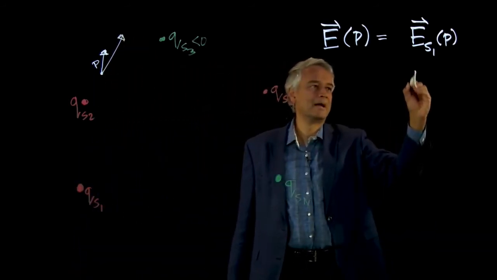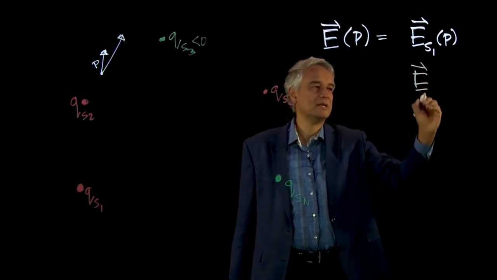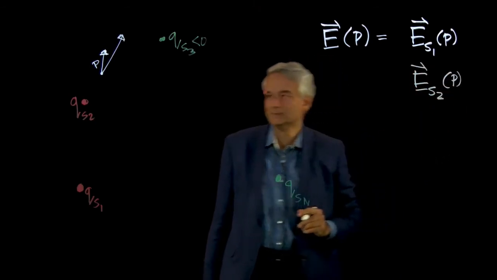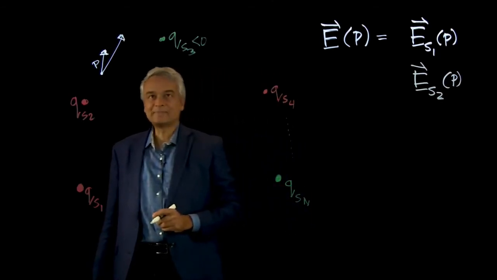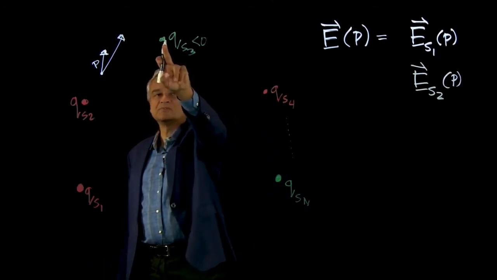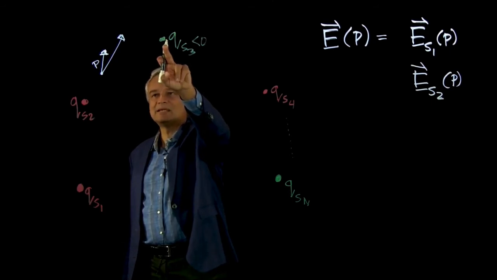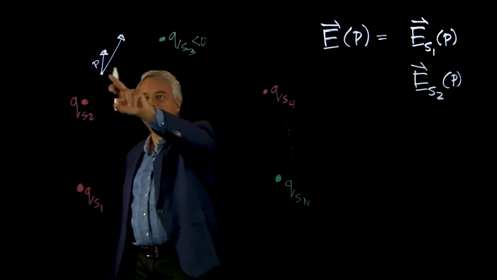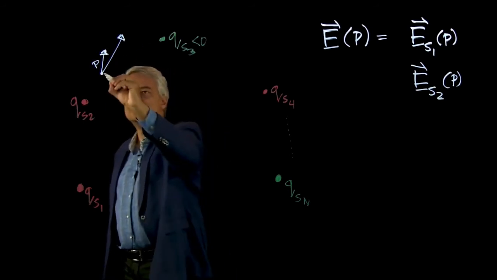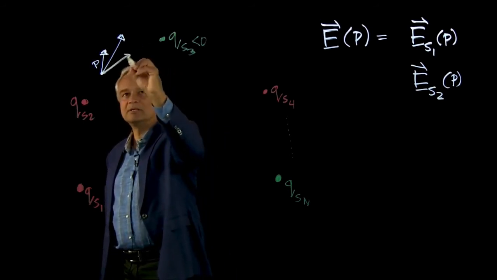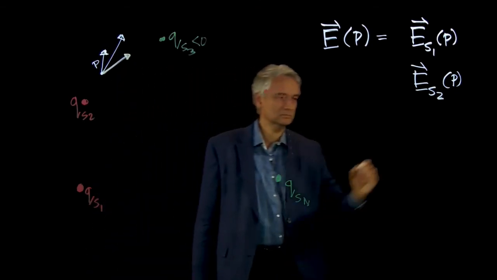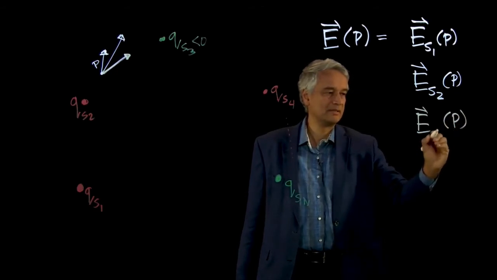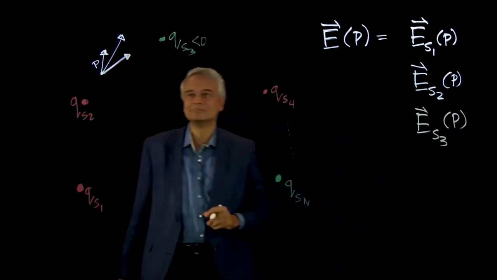And I worked that out as a vector. That's the electric field at the point P caused by the source of charge S2. Well, I keep going. Here is a source of charge S3. This one is negative. So this negative charge will create an electric field at the point P that points towards the charge. So it's a vector pointing this way. And that is the electric field at the point P caused by the source of charge S3.